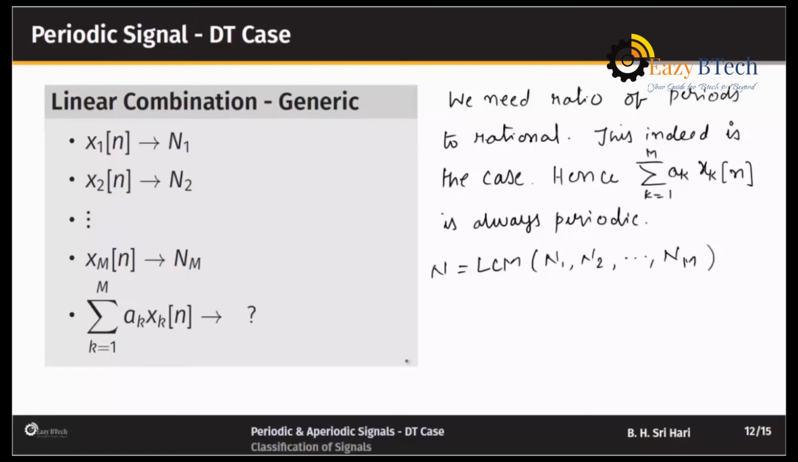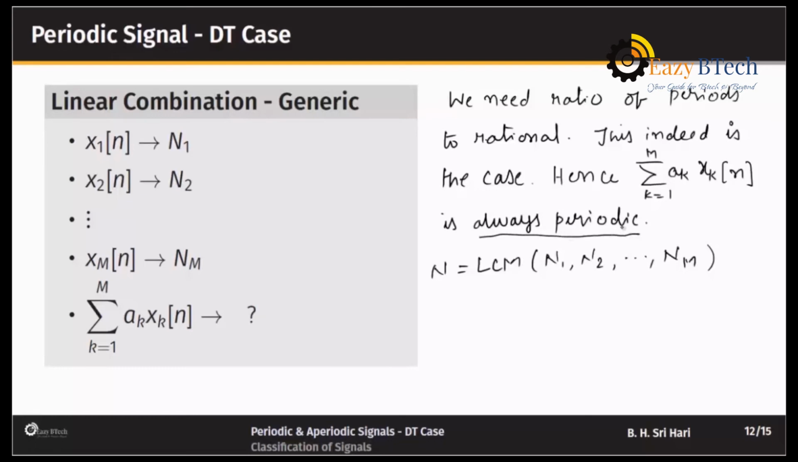How do you compare this with the continuous time case? A linear combination of continuous time periodic signals need not be periodic. Why? If any one ratio turns out to be irrational, it is gone, and the given signal is not periodic. But for the discrete time case, the periods are always integers, and hence the ratios are always rational numbers, and hence the linear combination of these signals is always periodic. That is important.